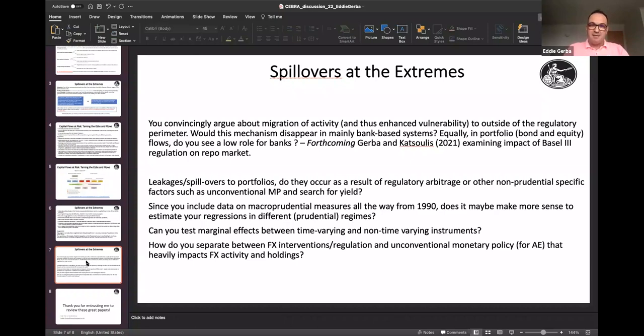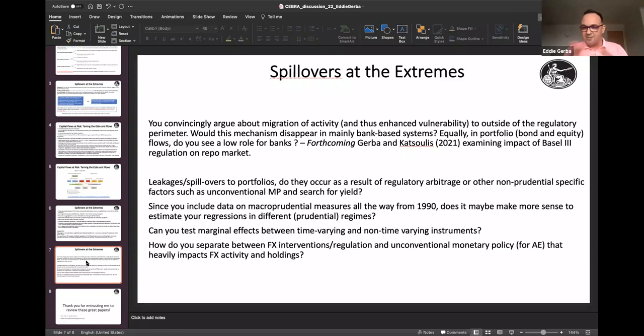It could also be my limitation in reading; I haven't had that much time. You argue about the migration of activity, and hence vulnerabilities, to outside of the regulatory perimeter. But I get a feeling that this is all kind of bank versus non-bank based. Would this mechanism disappear if it's a mainly bank-based system? Equally, we know that banks engage in a lot of equity, bond, and other activities. Are you assuming that banks still have a relatively low role in these markets, or which way does it affect?